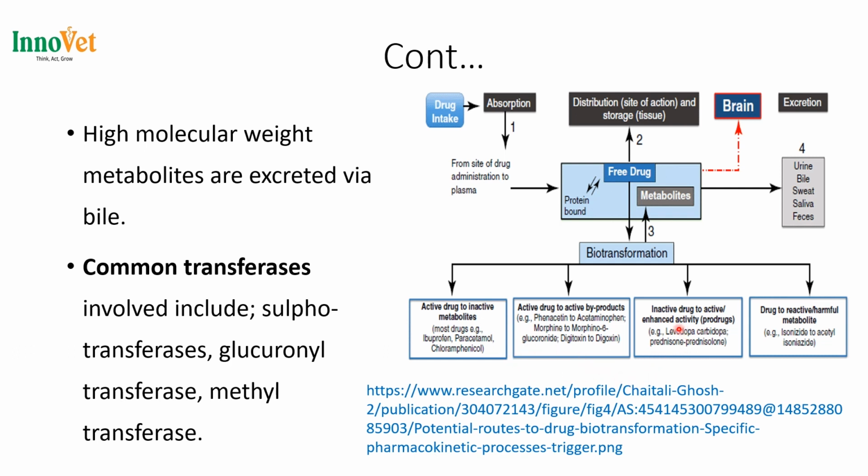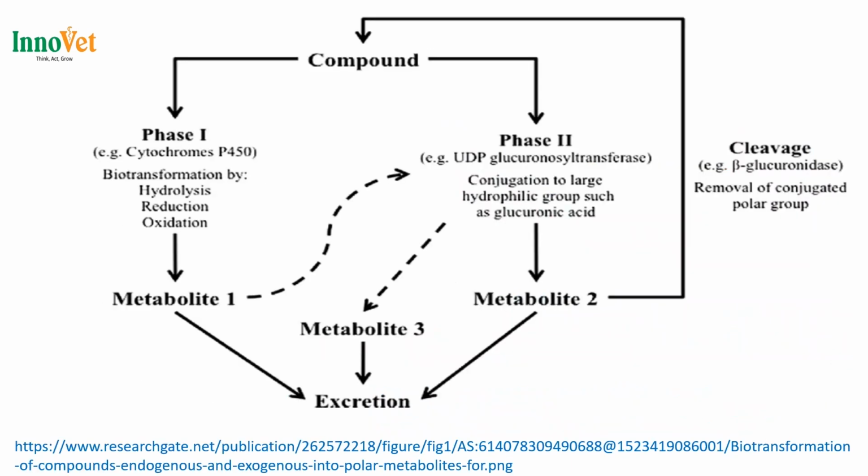Then the inactive drug can be converted to an active one with enhanced activity, what we call prodrugs, which we defined earlier on. Or the drug can be converted to a reactive harmful product. This is what occurs in lethal synthesis, and they gave here isoniazid to acetyl isoniazid. So this is a summary of biotransformation, as you can see.